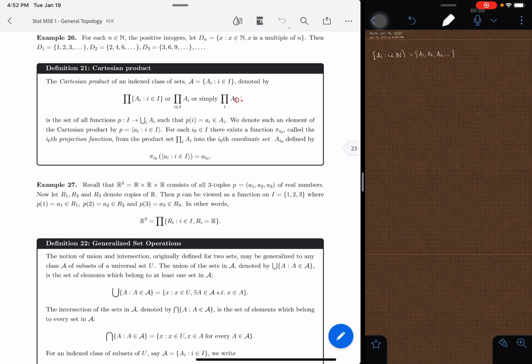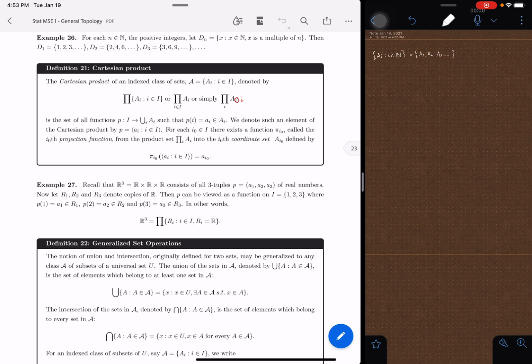Okay, for example, recall that R cubed is just the cross product of three R's, that's R cross R cross R. So it consists of all three tuples denoted by P with entries a1, a2, and a3 of real numbers. Now, we let R1, R2, and R3 denote copies of R. Then P can be viewed as a function on I, which consists of the numbers 1, 2, and 3, where P of 1 is equal to a1 in R1, P of 2 is equal to a sub 2 in R2, and P of 3 is equal to a sub 3 in R3.